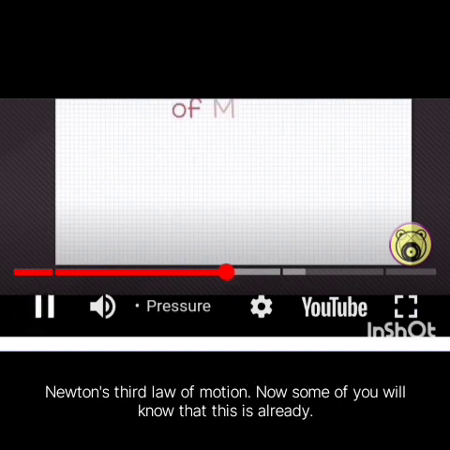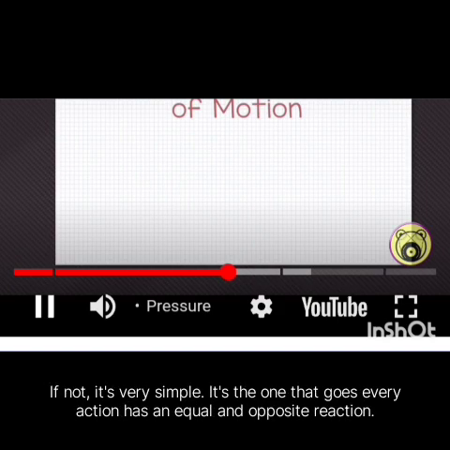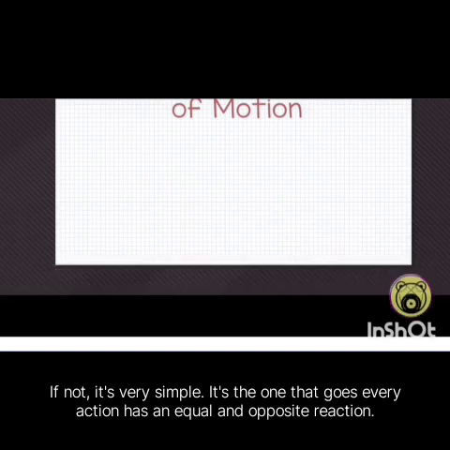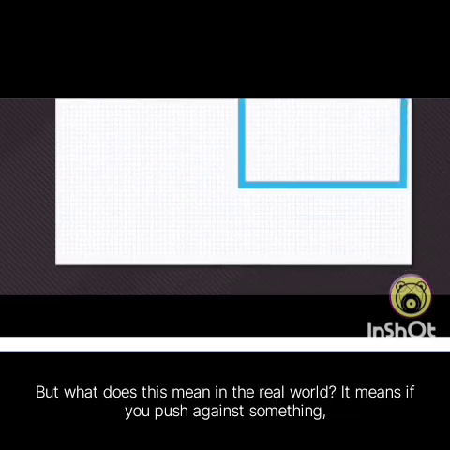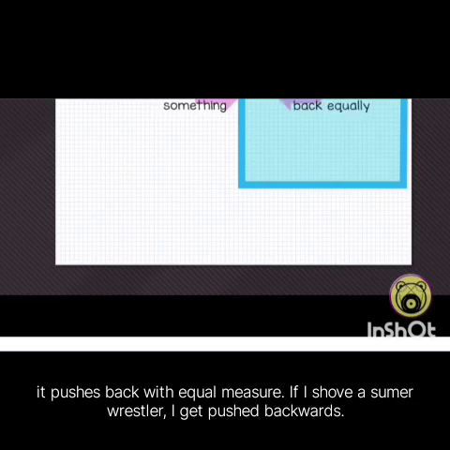And now before we move on, I'm going to make sure we're all aboard with Newton's third law of motion. Now, some of you will know what this is already. If not, it's very simple. It's the one that goes, every action has an equal and opposite reaction. But what does this mean in the real world? It means if you push against something, it pushes back with equal measure.